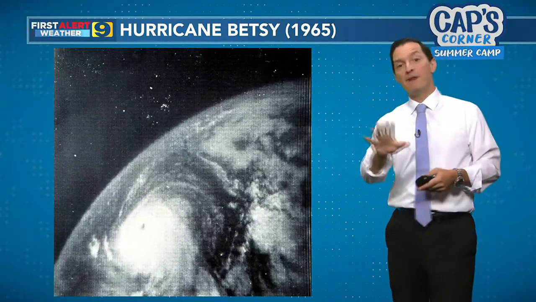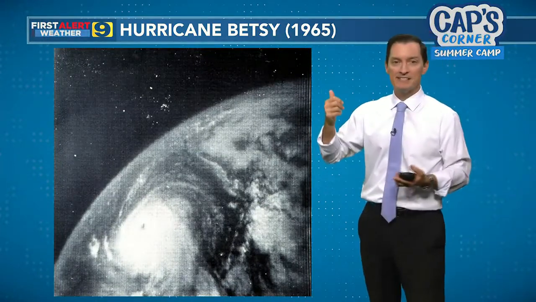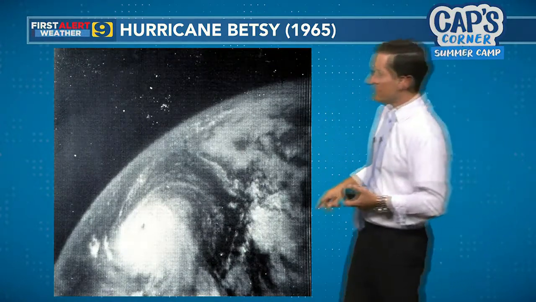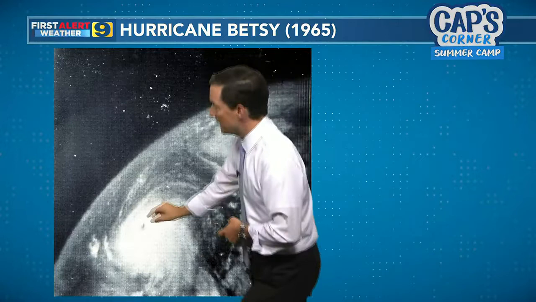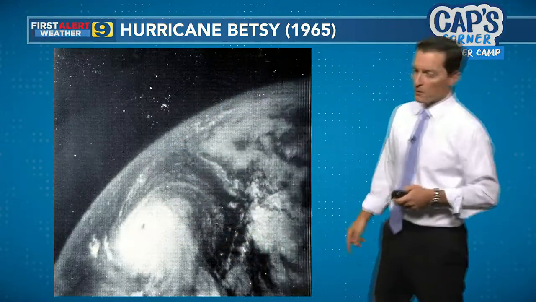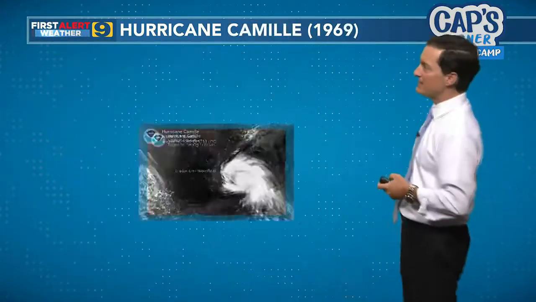For example, about 5 years later, this is a satellite view of Hurricane Betsy in 1965, a real historic hurricane that hit Louisiana. So at least you can make out the hurricane here and the eye in this image as it was coming across Florida into the Gulf of Mexico. Still pretty blurry, but better than what that TIROS-1 image looked like in 1960.